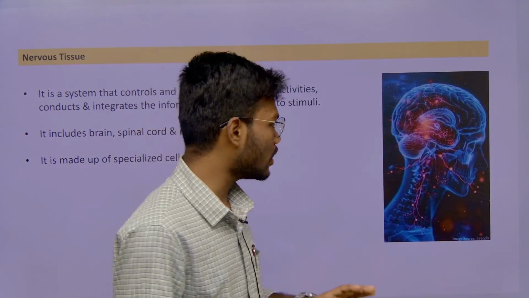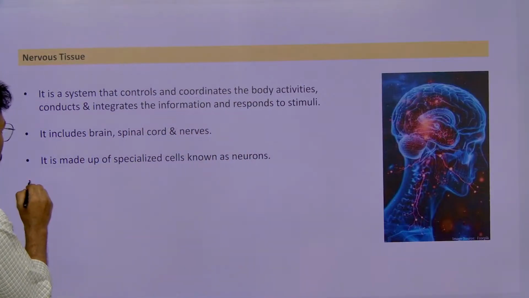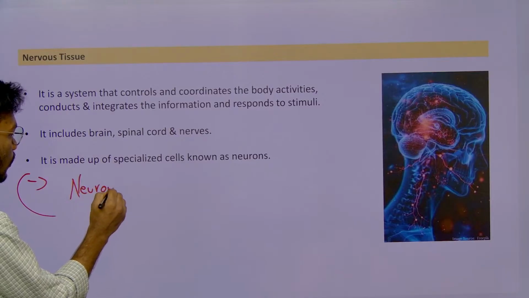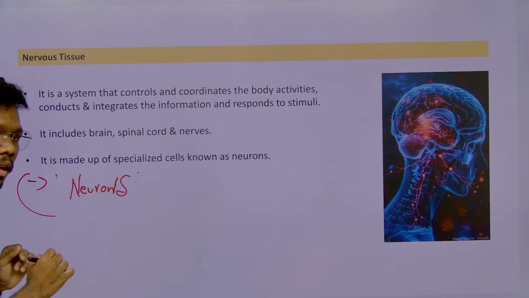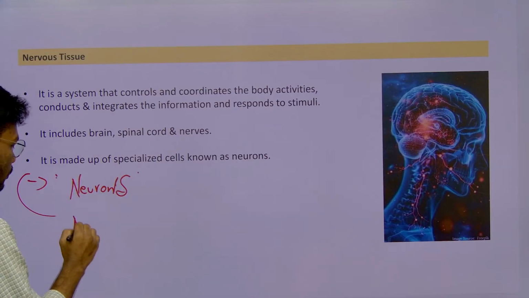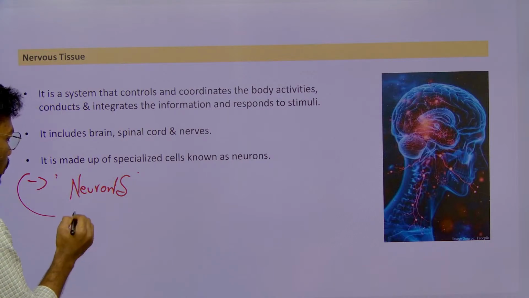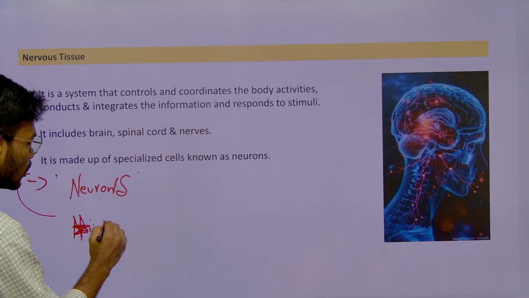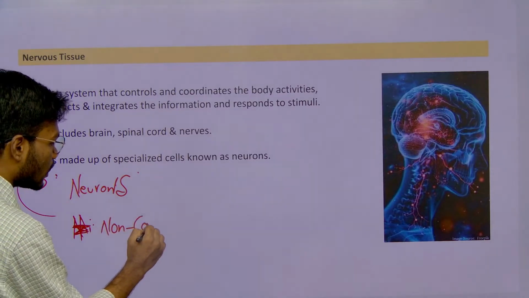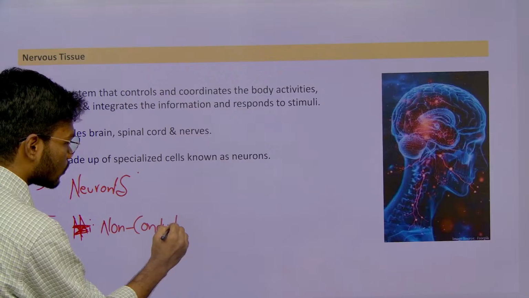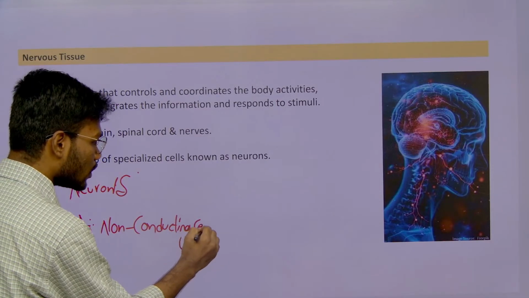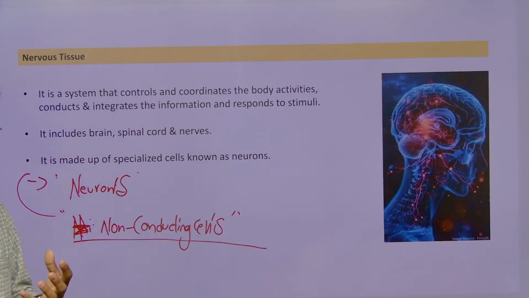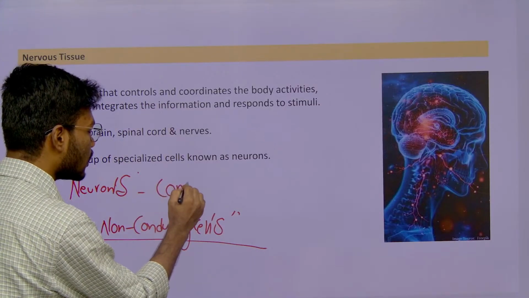So this neural system is made up of 2 things. One is neurons, and another is the microglial cells, or you can call them non-conducting cells. There are two kinds of cells that make it up. One is what? Conducting cells.